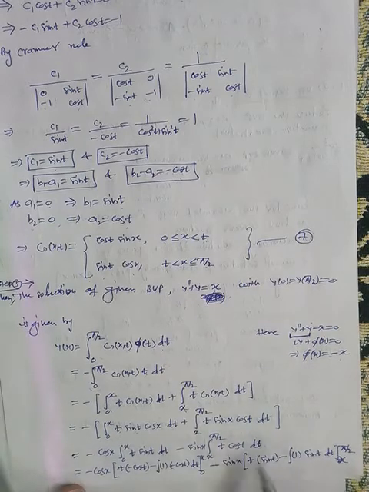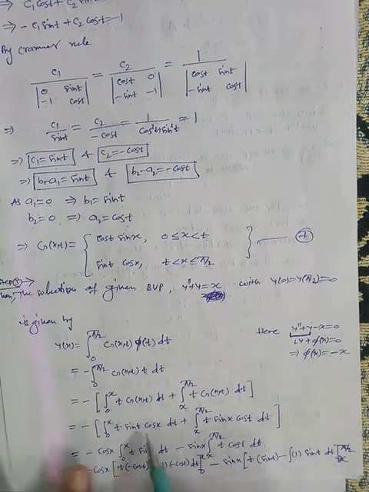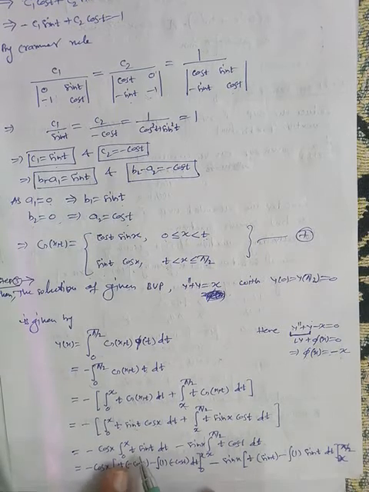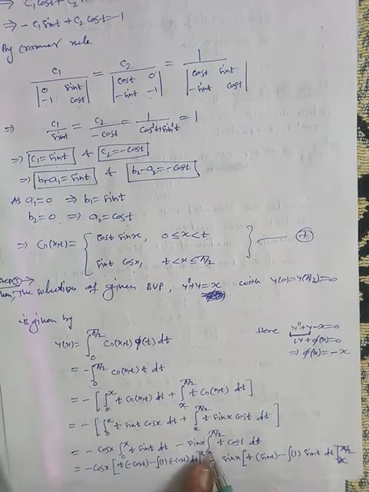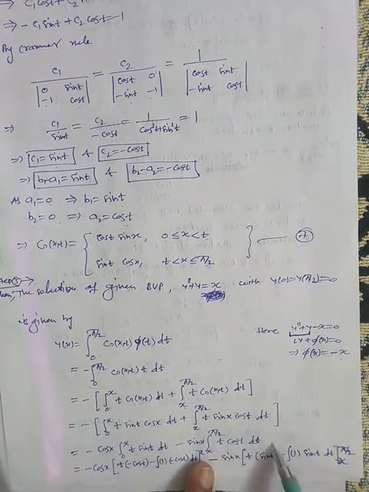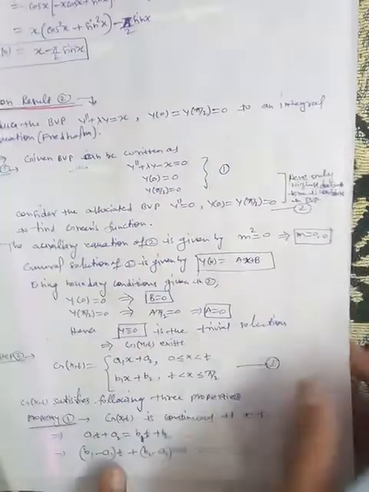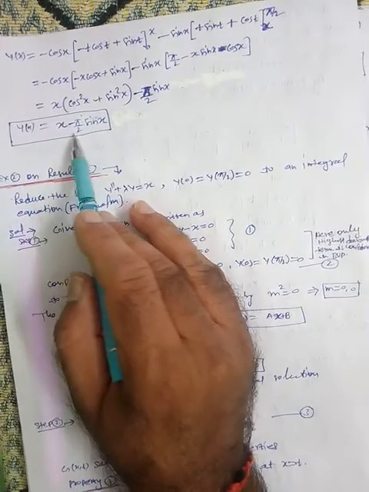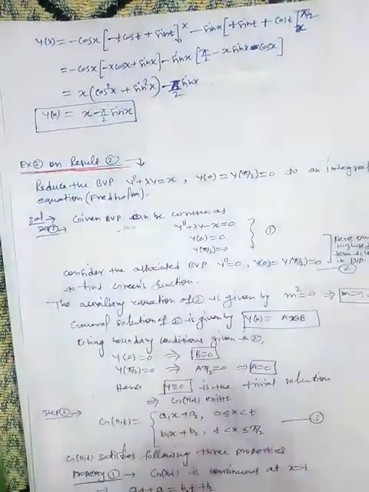Then solve this with the help of integration. Finally you can take cos x outside, similarly sin x outside here, and then consider the integral from 0 to x of t sin t dt, and from x to pi by 2 of t cos t dt. Just simplify this integration and get the desired result, which after calculation is y(x) equal to x minus pi by 2 sin x. The calculation is given here.